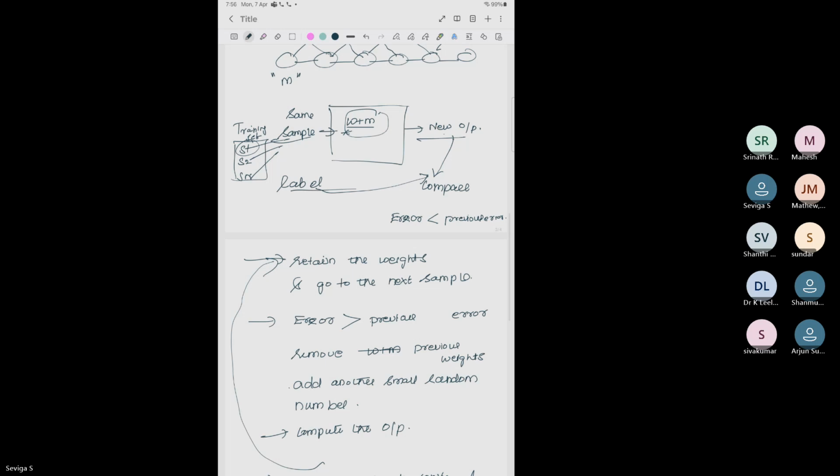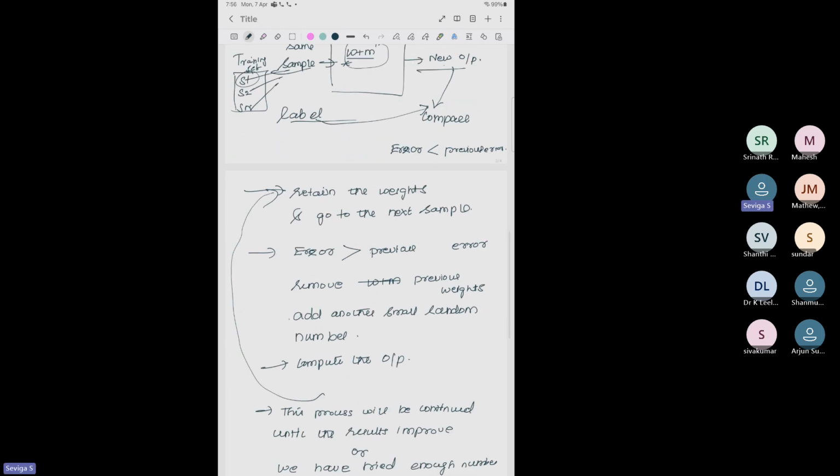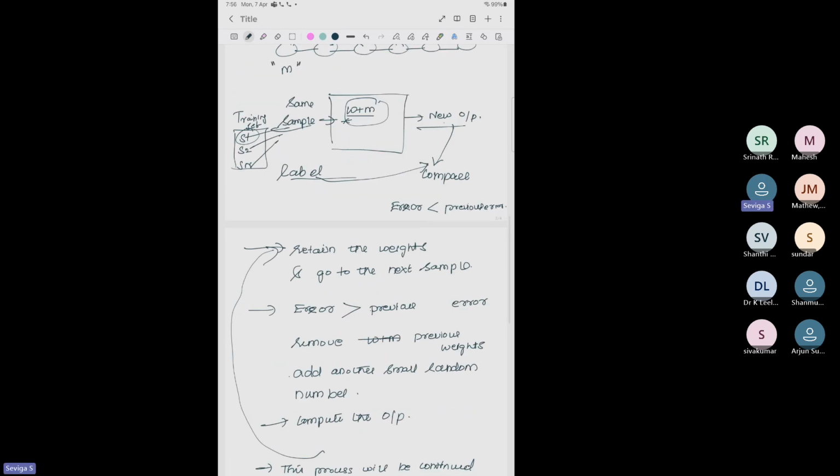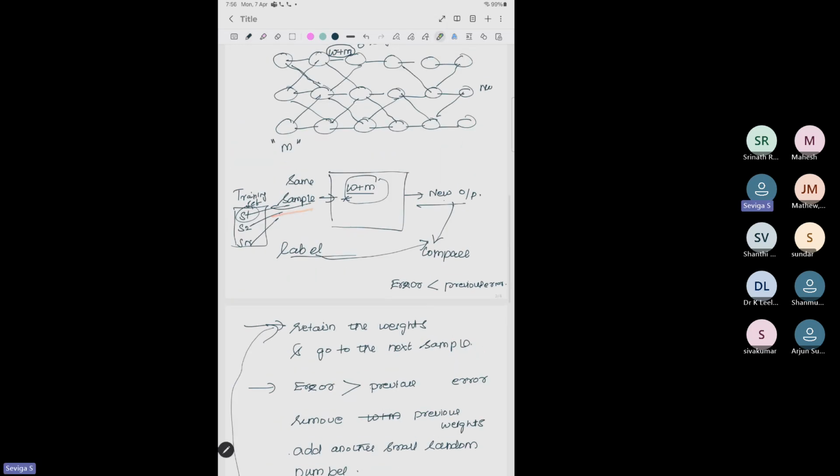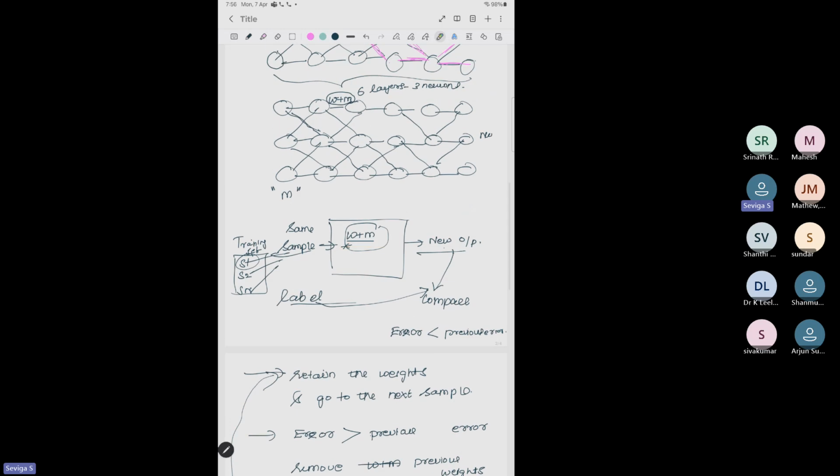So this is the algorithm which we will be following. Every sample will come, and when every sample comes, we will check the output with the label. We will compare with the label. If it matches perfectly well, then we will go to the next sample from the training data set and pass it on to the network, then compute its output and compare it. If it is not matching, what we will do, we will change the weight. How will we change the weight? We will add a small random number to the existing weight.